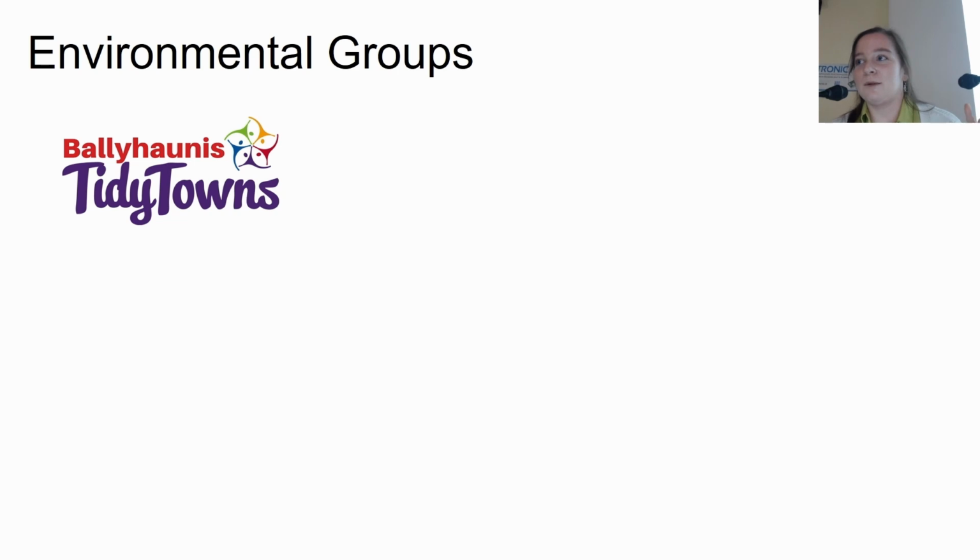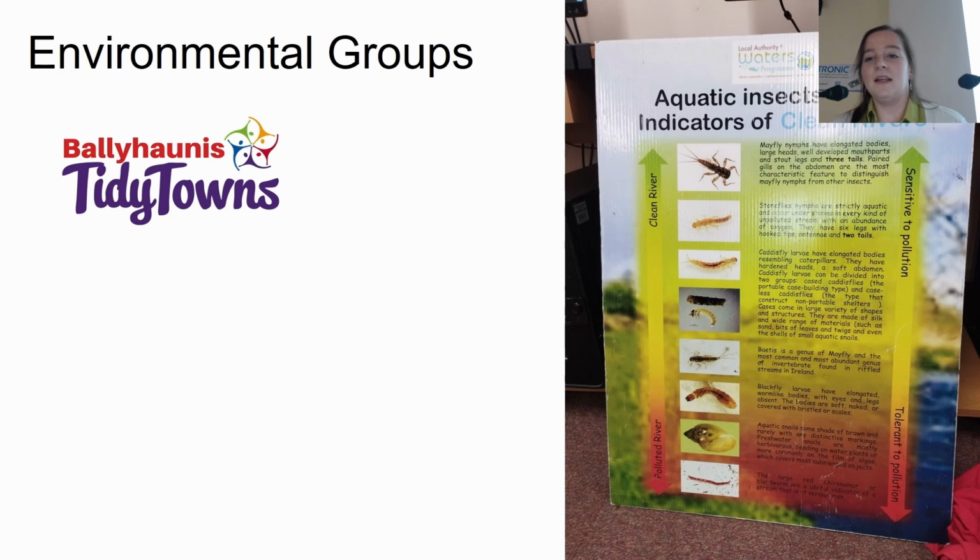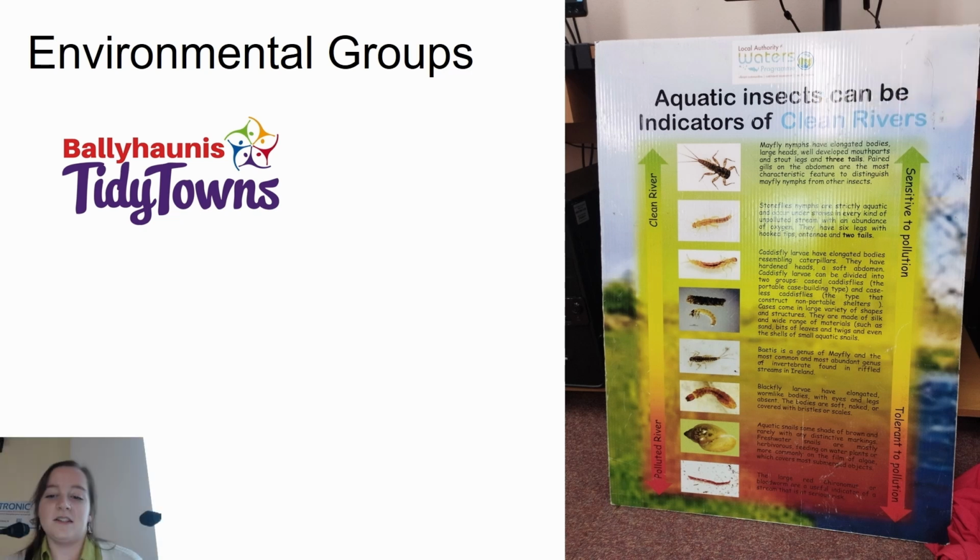But this particular branch of Tidy Towns has a citizen science group. This citizen science group is made up of people who want to look at the water quality of a nearby river in this town. So they use these insects, these little animals. The presence of them will give them an indication of what the water quality is like.